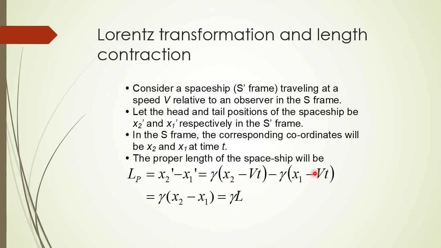Basically the vt terms cancel out, and what we'll end up with is gamma (x2 minus x1). But x2 minus x1 is just the length measured in the S frame, so this gives me L. So I get my Lorentz transformation equation: the proper length of the spaceship LP equals gamma L.